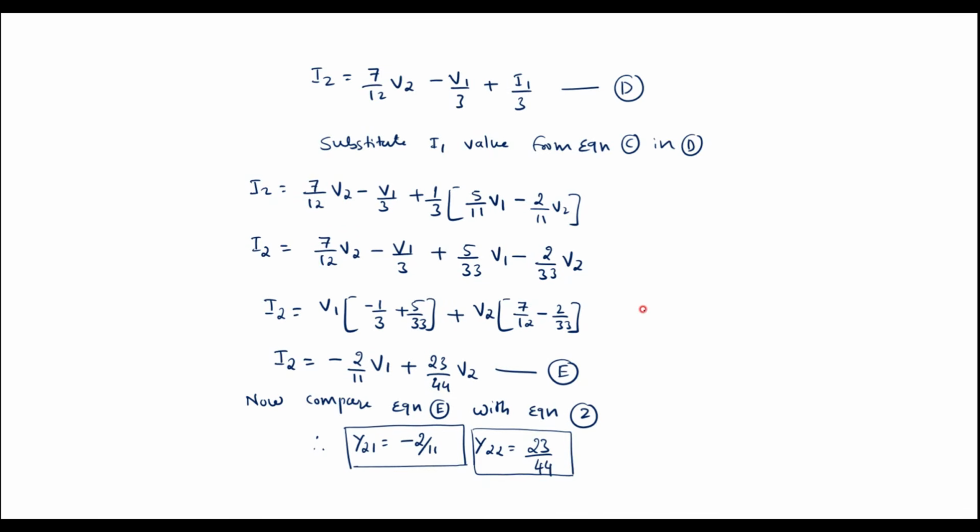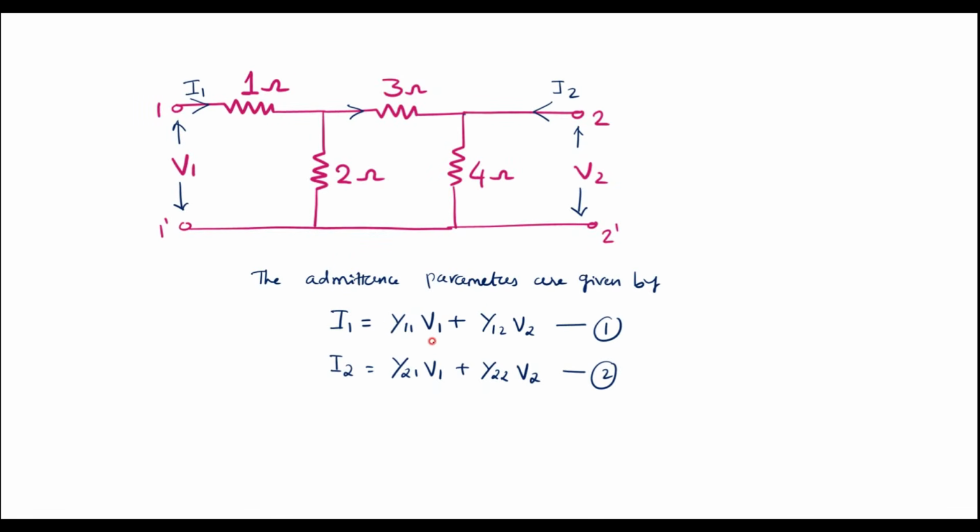So now I will solve the same problem using another method. Whichever you feel comfortable with, you can use. This is the given circuit. We know that the admittance parameters are given by these two equations. To find Y11 and Y21, if we make V2 equal to 0, we'll get these two parameters. Similarly, if we make V1 equal to 0, we'll get Y12 and Y22. So first let me make V2 equal to 0. V2 equal to 0 means making the voltage source equal to 0, which means we have to short to 2 dash.